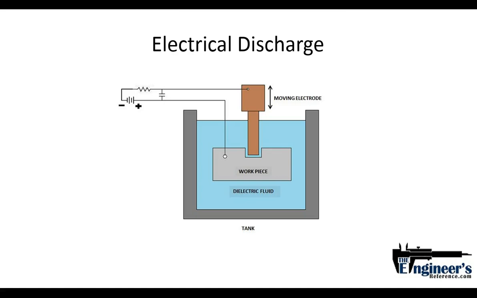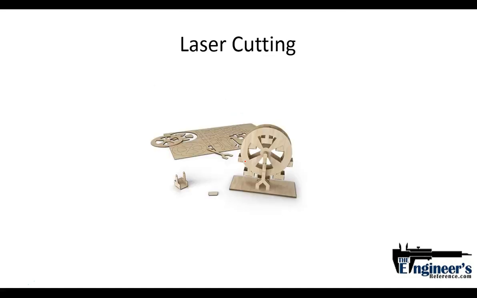So again, just to describe the system, you've got a tank with your dielectric liquid, your workpiece material, and you form a circuit, and your component that you're trying to generate is formed into an electrode, and it burns its shape into the metal that you're trying to get. It is a relatively slow process compared to other operations.